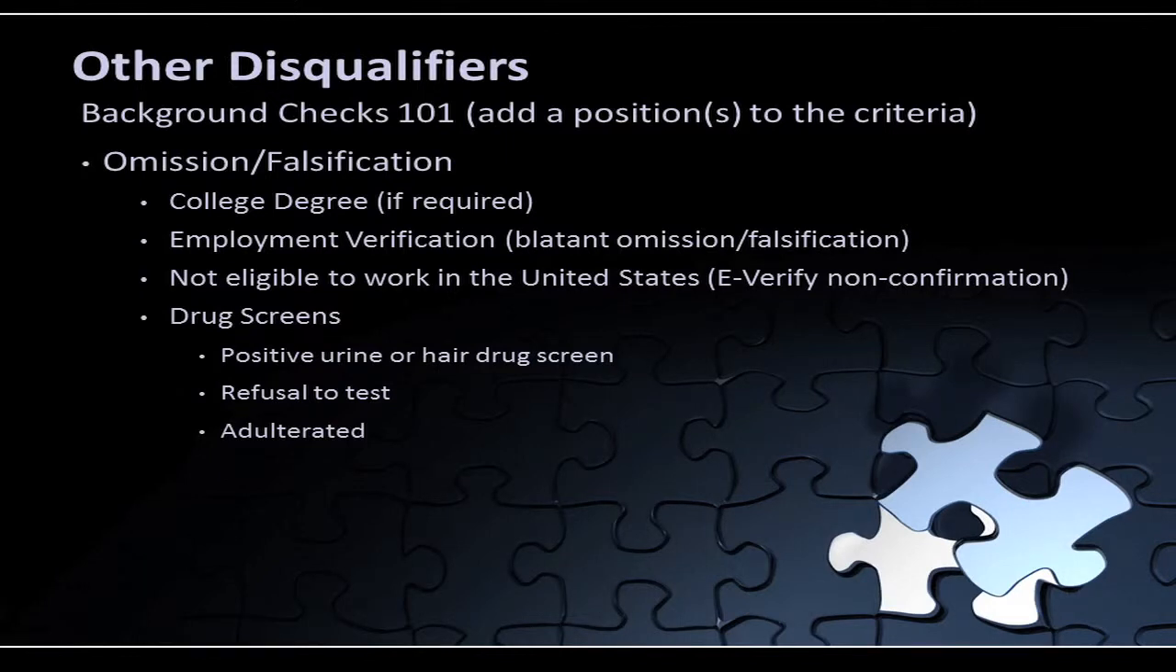Other disqualifiers. Omission or falsification of a college degree, if required. Employment verification, blatant omission, or falsification. Not eligible to work in the United States, E-Verify non-confirmation. Drug screens: positive urine or hair drug screen, refusal to test, or adulterated sample.